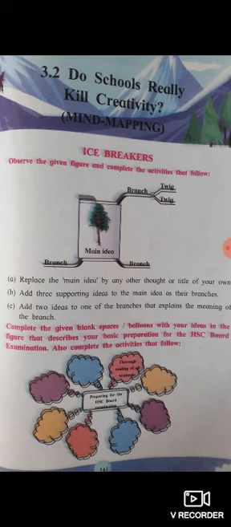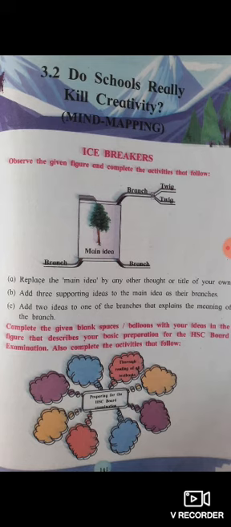So, our first icebreaker of this mind mapping is: observe the given figure and complete the activities that follow. Here a figure is given. In that box the main idea is there, and it has 3 branches, and one branch has 2 sub branches.